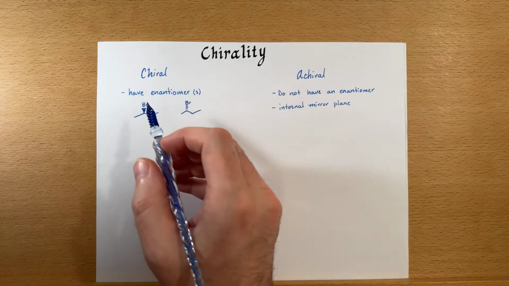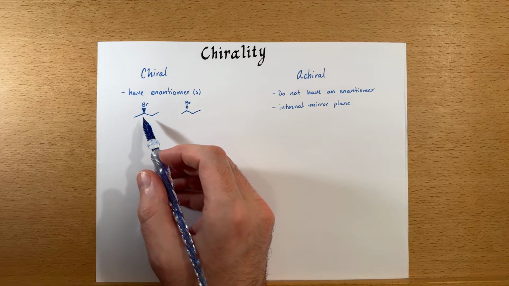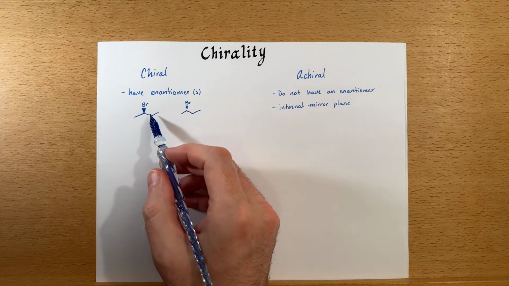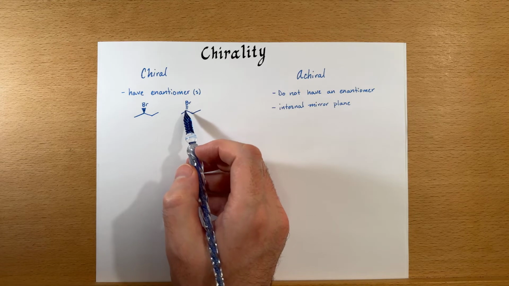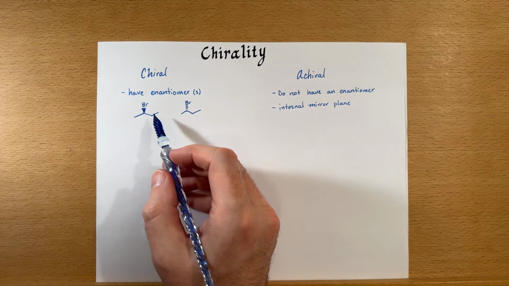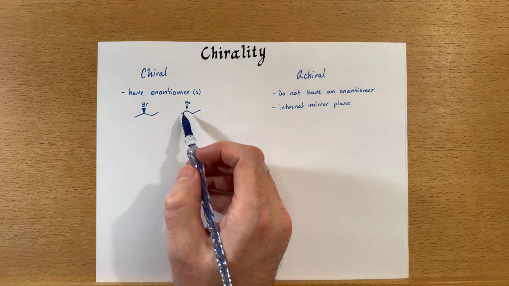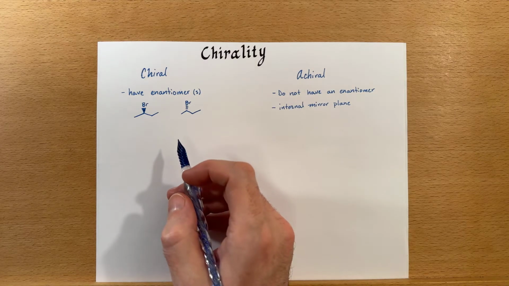Let's go back to the chiral side. Over here, you'll see that I've drawn two versions of 2-bromobutane. One where the bromine is coming towards us and one where the bromine is going away from us. These molecules are enantiomers of each other. Or another way to say that is they are chiral.